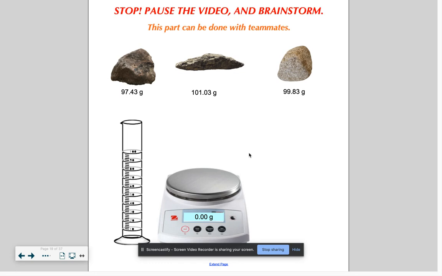So here is where I want you to pause the video, and you are allowed to work with some of the people in your lab team and brainstorm. And I'll give one hint. You would be using the graduated cylinder, and that's the only hint I'm going to provide for now. So let's see if you can figure out a method for how to determine the volume of an object using just a graduated cylinder. Meanwhile, I'm going to go on, but you should be pausing the video right now.